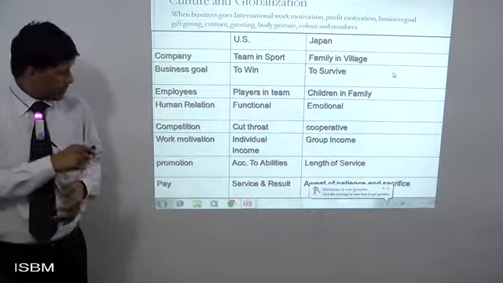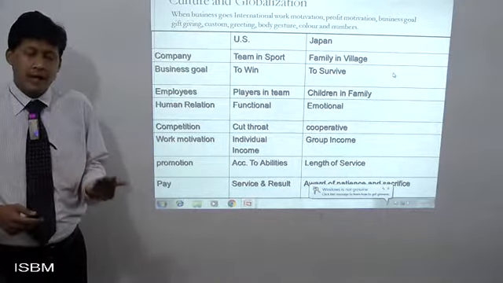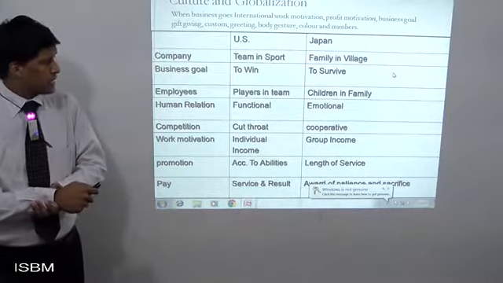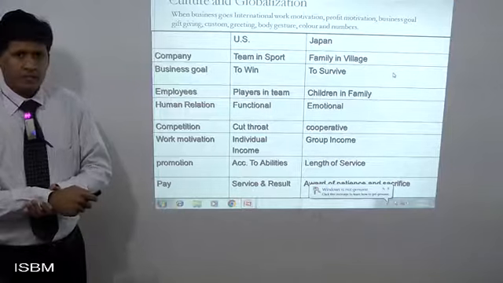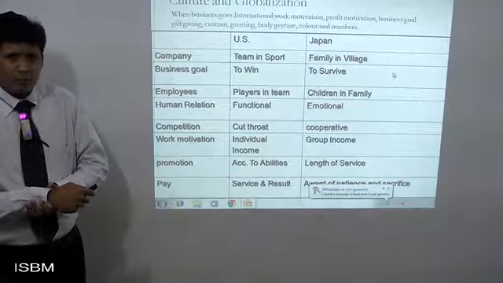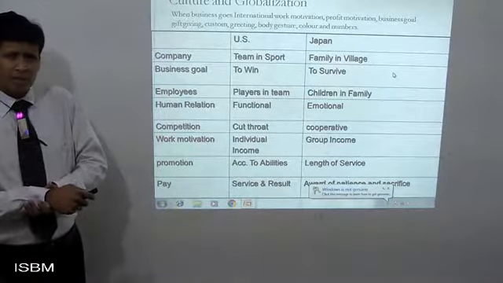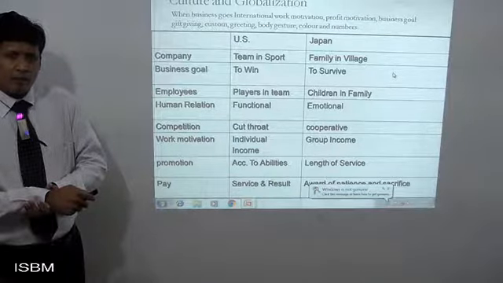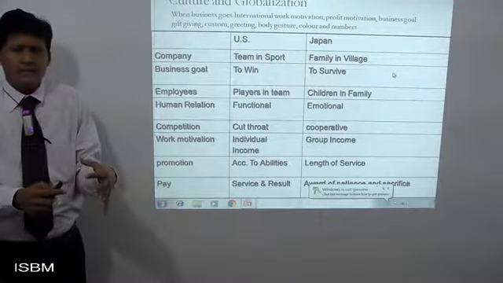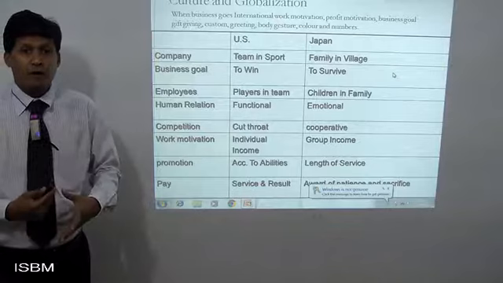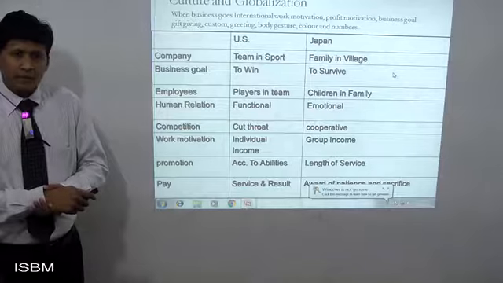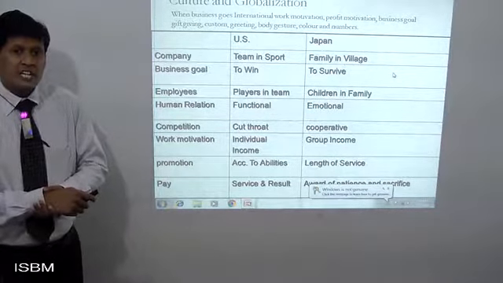Now the parameters are defined by culture, correct? Okay, so US, the company: team in sports; Japan: family in village. So general orientation, if you see the company, they are more sporty in orientation. In Japan, when we speak about company profile, they look at it more as a family. So they look at it more as a unit, a more closely bonded one. Now tell me, if this is the idea or the belief that the people have, do their behaviors change?